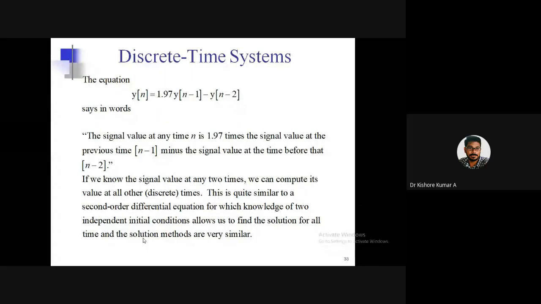The signal value at any time n is 1.97 times the signal value at the previous time n minus 1, minus the signal value at the time before that, n minus 2. So if we know the signal value at any 2 times, we can compute its value at all other discrete times. This is very similar to the second order differential equation, in which the 2 independent initial conditions allow us to find the solution for all time, and the solution methods are very similar in these cases also.